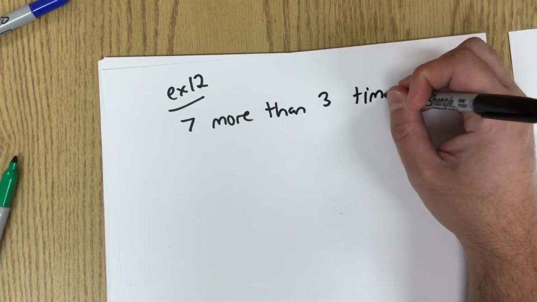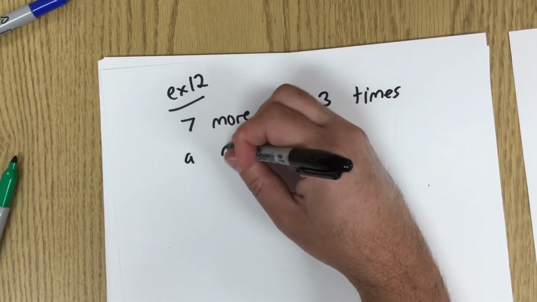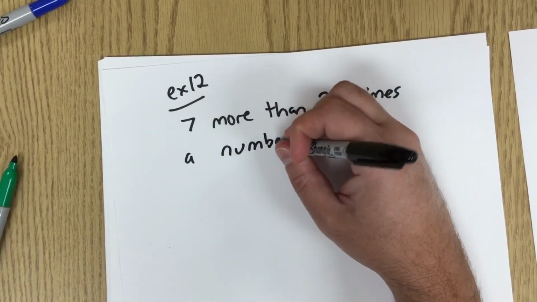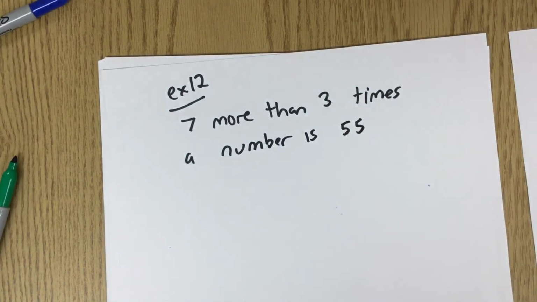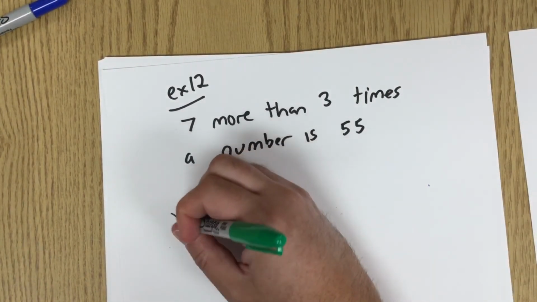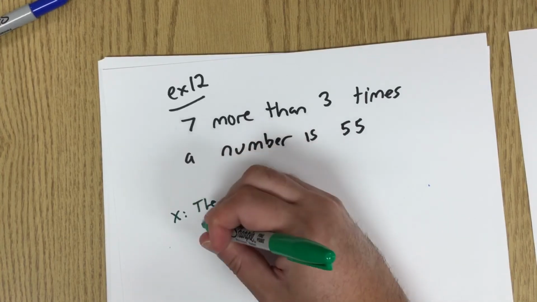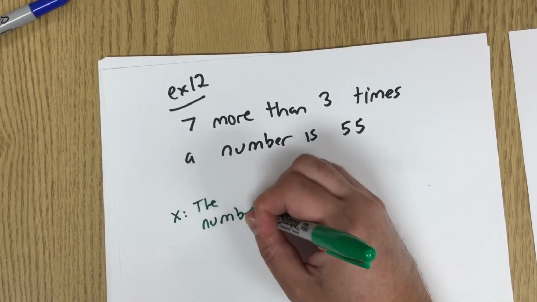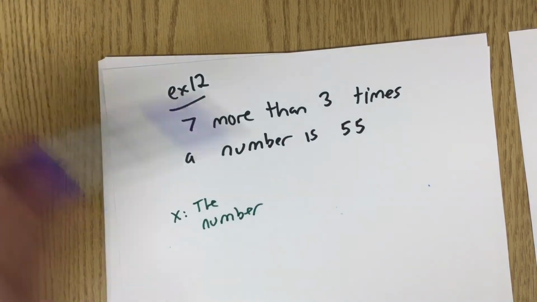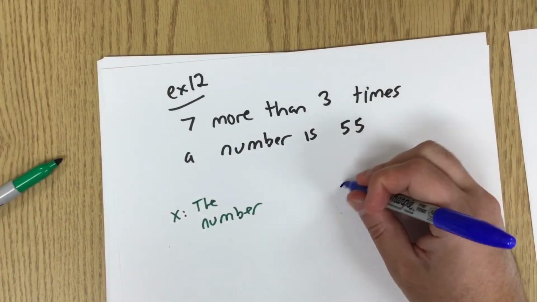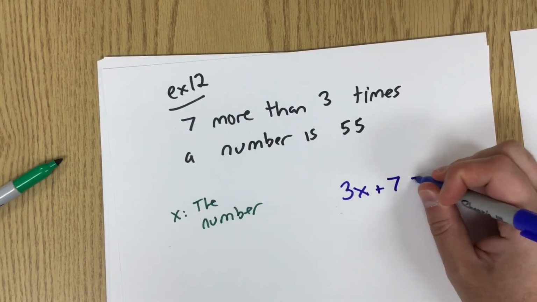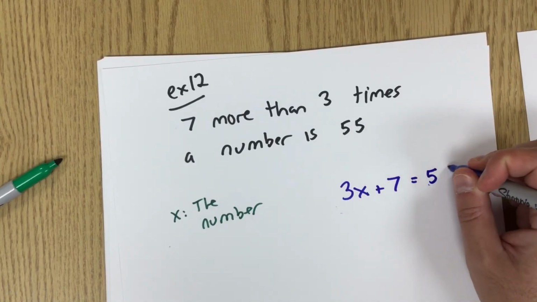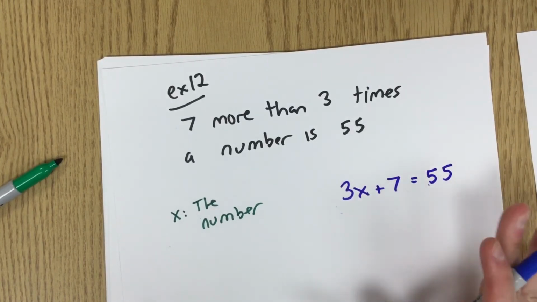So 7 more than 3 times a number is 55. 7 more than 3 times a number. So X, once again, is the number. So 3 times the number. 3 times the number, that's 3x. 7 more than that, plus 7. And what is it equal to? It's equal to 55.